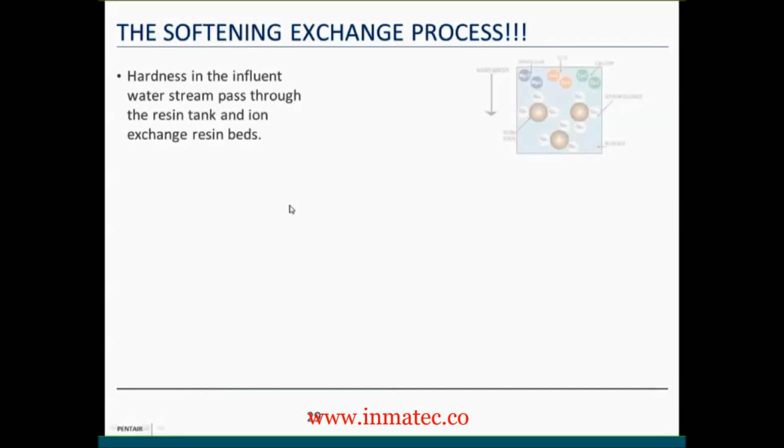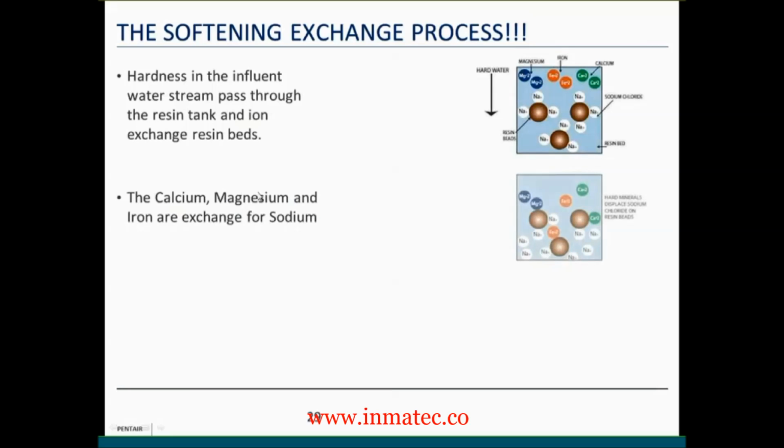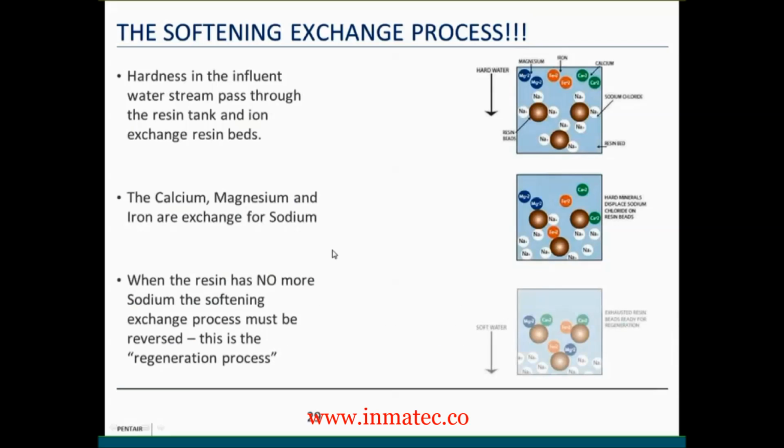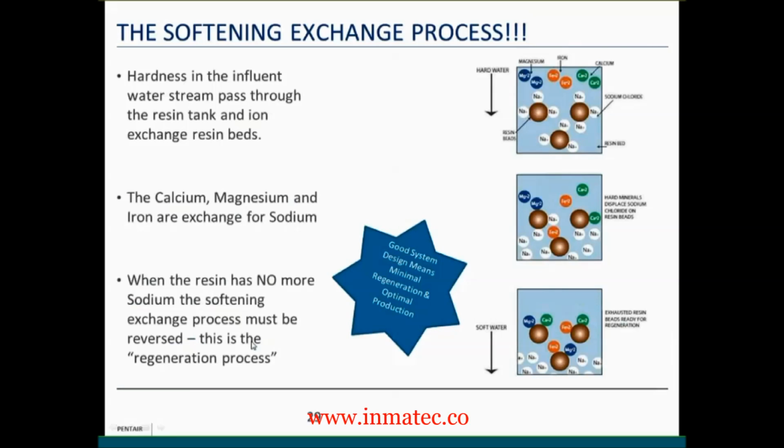The softening exchange process. Hardness in the influent water stream passes through a resin tank and the ion exchange resin bed. The calcium, magnesium, and iron are exchanged for sodium. When the resin has no more sodium, the softening exchange process must be reversed. This process is called regeneration. Good system design means minimal regeneration, optimal production, lowest salt use, and consistent soft water delivered to the customer.